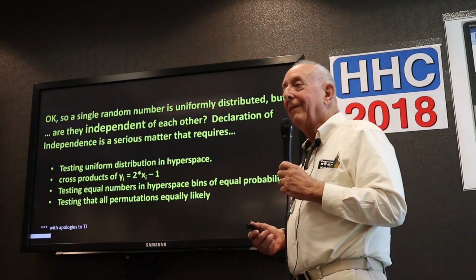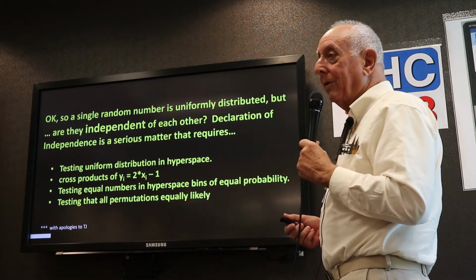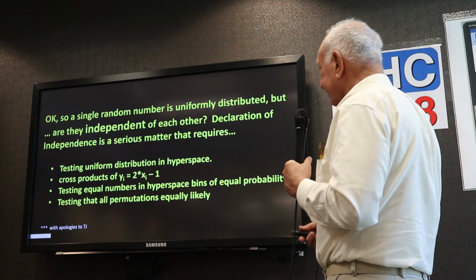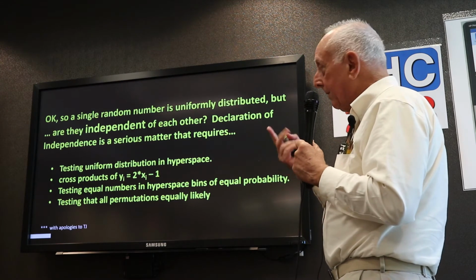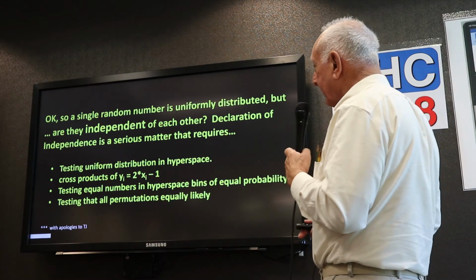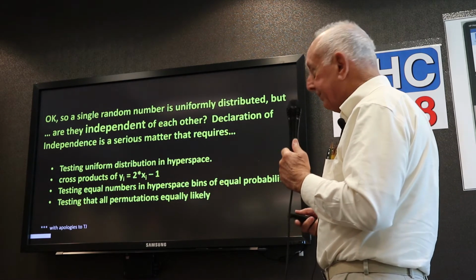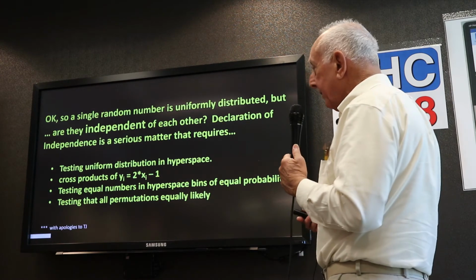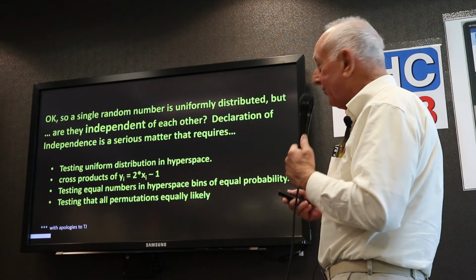So, okay, now, so far we've only talked about a single random number. We're interested in the serial correlation. We want our random number to be independent of all the previous random numbers. So what you do is you test in hyperspace. You can test in the cross product of two random numbers, and they can have different gaps. So that leads you into something called the autocorrelation function. And you can do bin testing in the chi-squared, and permutation testing. That's an interesting one.